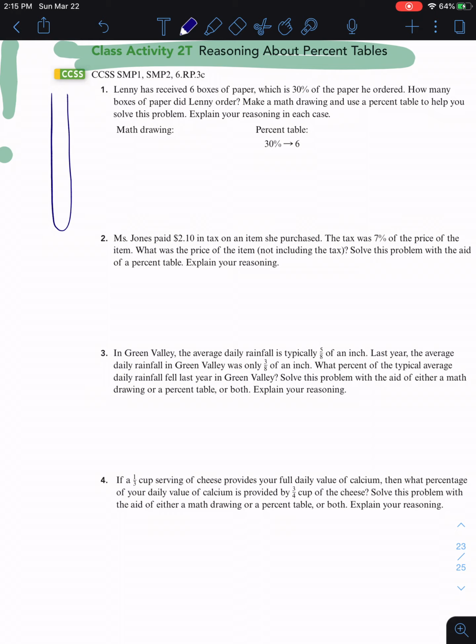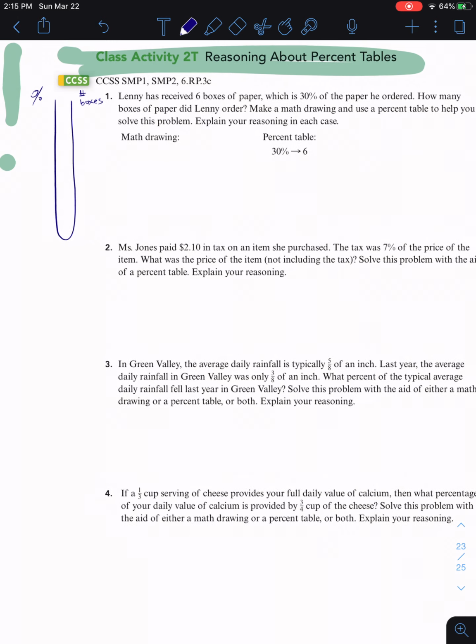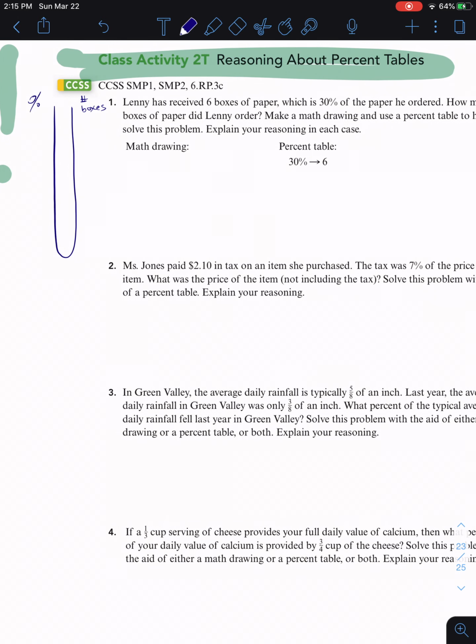So let's see. Lenny has received 6 boxes of paper, which is 30% of the packet he ordered. How many boxes of paper did Lenny order? And then it tells us to make a drawing. So if we are looking at the percent thermometer, we have a percent on one side, but how else are we measuring the amount? And that is the number of boxes. So Lenny has received 6 boxes of paper, which is 30% of the paper. So actually it's giving us this equivalence, that 6 boxes of paper is 30%, and it's asking us to find 100%.